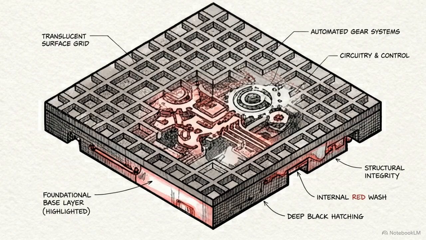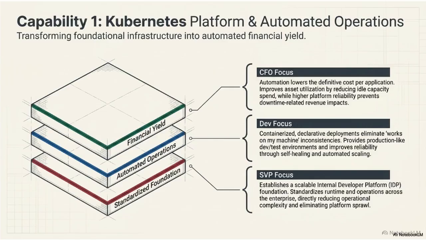To see how this works in practice, we need to construct this platform layer by layer, starting at the foundational runtime. The base requires a standardized Kubernetes foundation. For the platform SVP, this eliminates operational complexity and platform sprawl. For development, declarative deployments remove inconsistencies, ensuring high-fidelity testing. And for finance, automated scaling maximizes asset utilization, stopping the drain of idle server capacity.